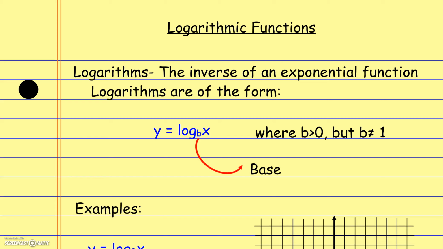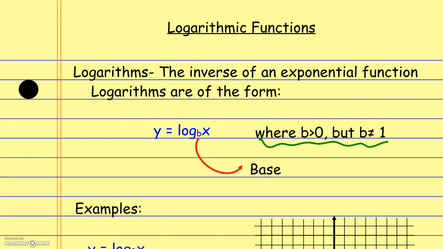So when we write logarithms, they're in this format. It's y equals log base b of x. And that's how we read this: y equals log base b of x, where b has to be greater than 0, but it can't be 1. And that should seem familiar because those are the same restrictions we had with exponential functions. The b value had to be positive and it couldn't be 1.